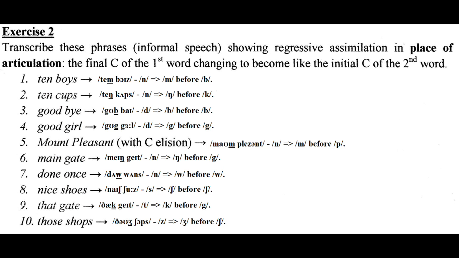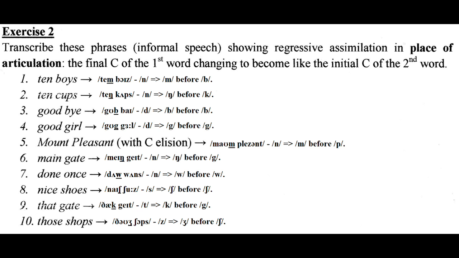We move to another task. Here it is a practice on one type of assimilation, which is regressive assimilation, more precisely in place of articulation. So we have different phrases, and we are going to transcribe and show the regressive assimilation and show the two consonants. In the first one, we have the phrase "ten boys".